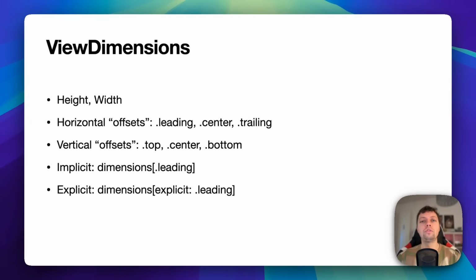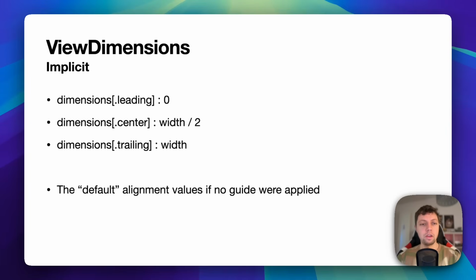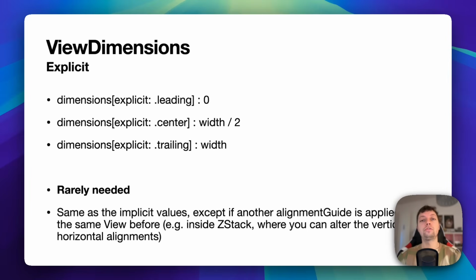There are always two different values that we can fetch here: dimensions.leading or dimensions.explicit(leading). So we have implicit and explicit values. The implicit values I've already covered. They're usually 0 for leading, half the width for center, and width for trailing. These are the default alignment values if no guide were applied. In most cases, this is all you need. But there are also the explicit values of the view dimensions, and by default, these are also the same. They are very rarely needed, only in cases where you change the alignment for both the vertical and the horizontal axis, which is the case in a ZStack, for example.